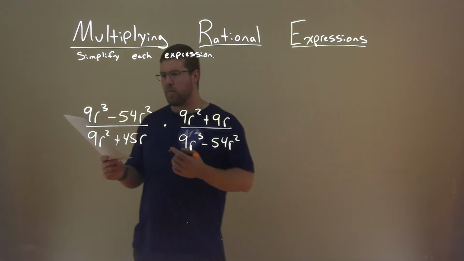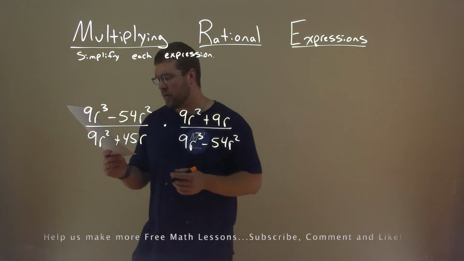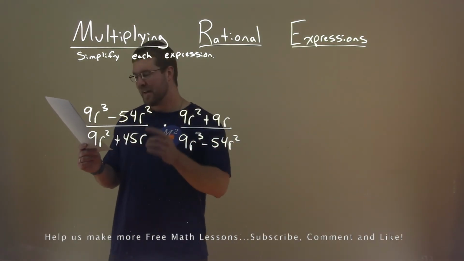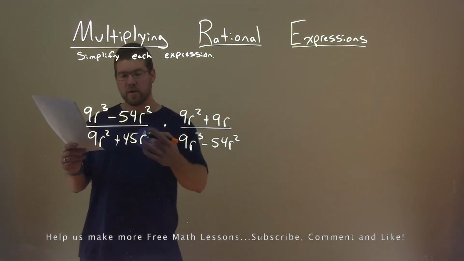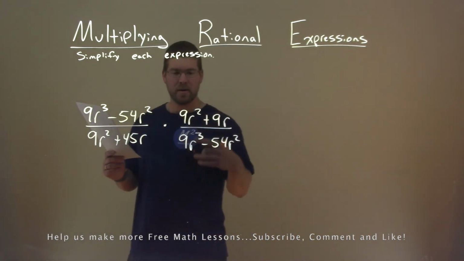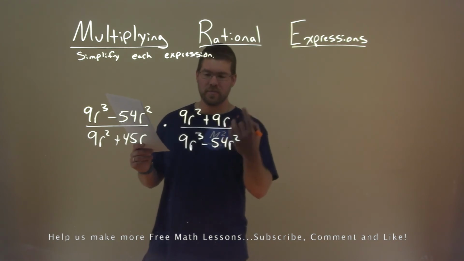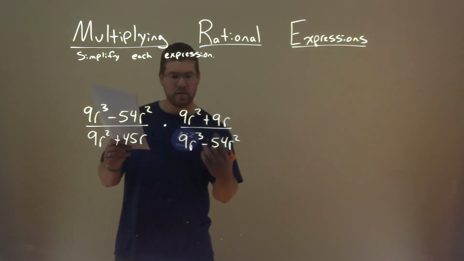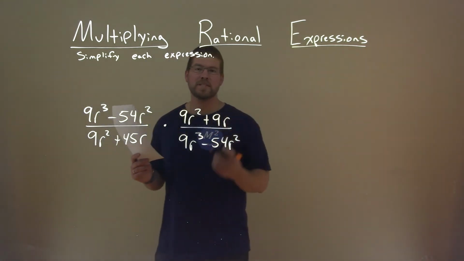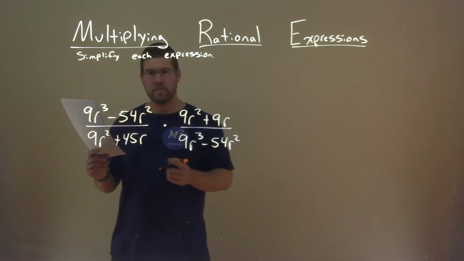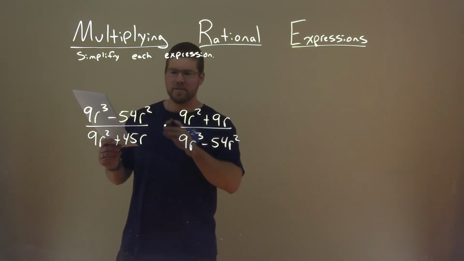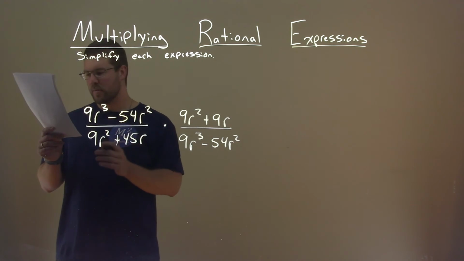We're given this problem right here. 9r to the third power minus 54r squared divided by 9r squared plus 45r, times 9r squared plus 9r divided by 9r to the third minus 54r squared. And we want to simplify this expression. Well, I'm going to try to simplify each little part if we can. Let's factor some things out.